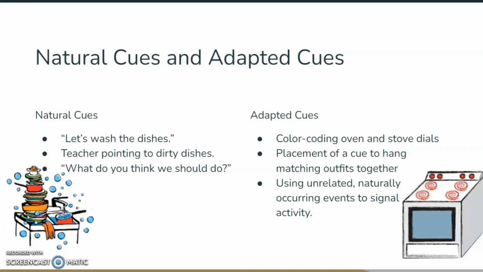Some adapted cues include maybe color coding the oven dials so that they show the low, medium, and hot setting. Offer placement of cues to hang matching outfits together as they're getting ready or preparing for the day. Also using unrelated, naturally occurring events to signal activity. This could be when the evening news is over, that signals it's time to start cooking dinner or start eating dinner.